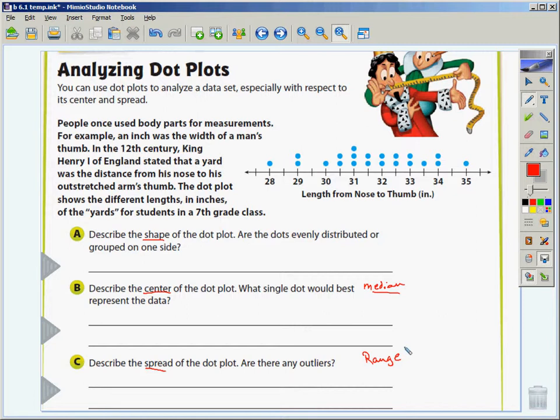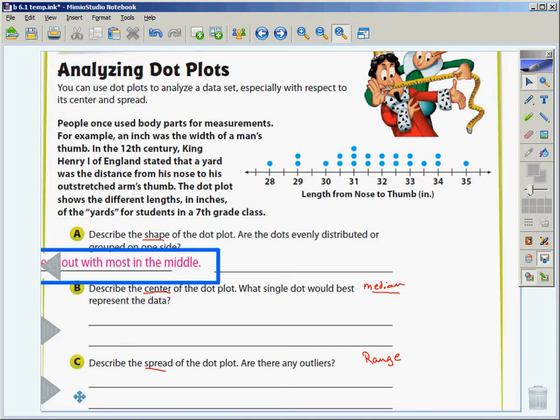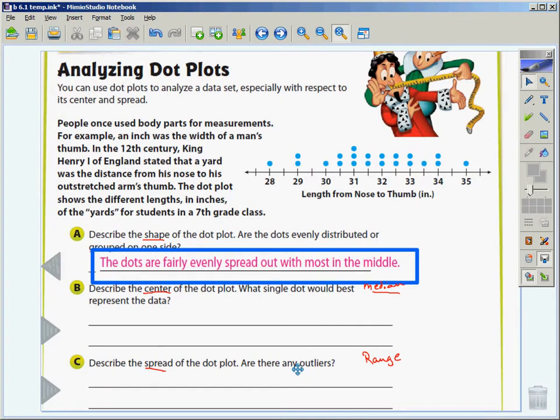Okay? So, in this, we're going to describe the shape of the dot plot. Are they evenly distributed or grouped on one side? And I would say that they are pretty evenly spread out. Most of them are in the center. There's not many up on the top right, not many on the bottom left, but they're really kind of towards the center.